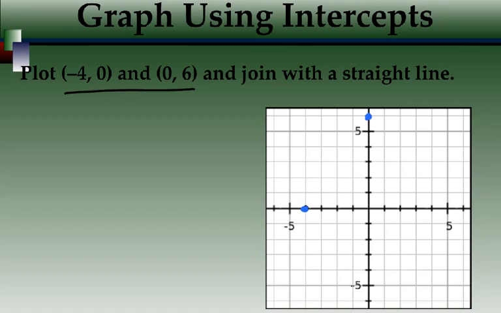Now, just draw a straight line through those points there, and you have your graph of your linear equation.